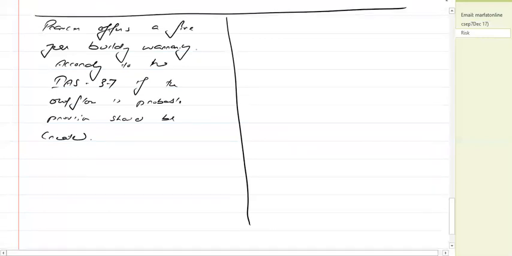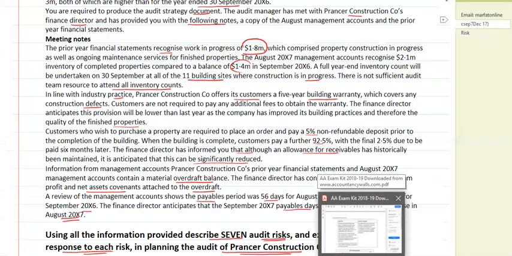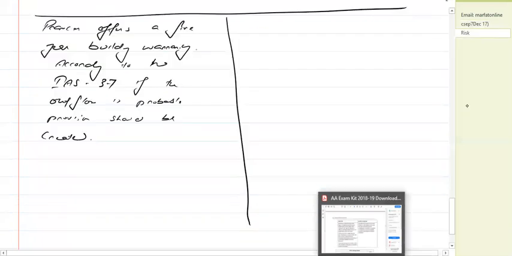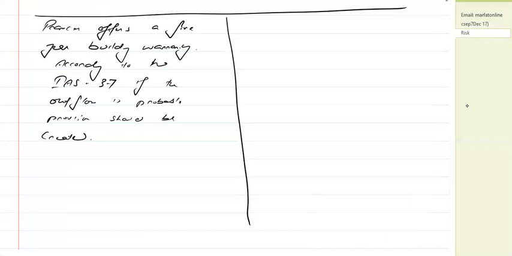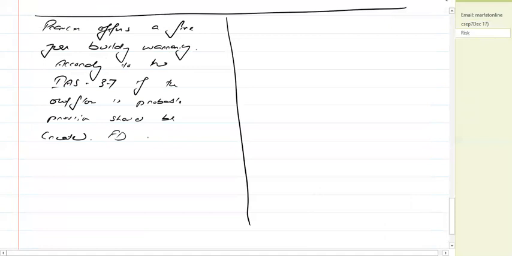Okay, now they were saying that customers are not required to pay. The finance director anticipates this provision will be lower than last year. Now, if you are writing that there is a risk that the provision may not be created, this is the wrong risk because they are saying that they record the provision. Finance director says that this year provision will be lower.